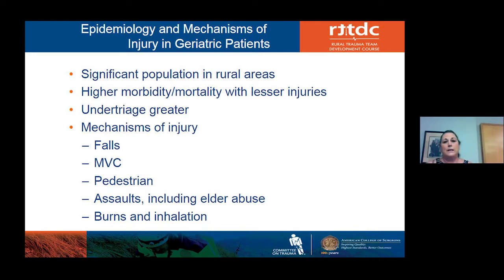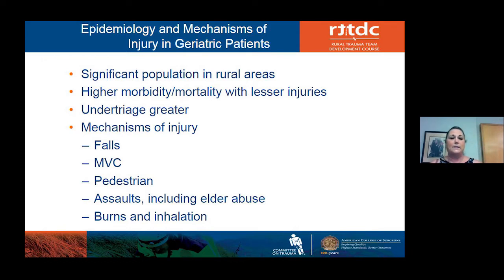They have a higher morbidity and mortality with lesser injuries. As I said, when you go from a ground level fall and hit the floor in your geriatric, you have the risk of sustaining a hip fracture, which could end up with an increased morbidity and mortality for that geriatric patient. So it's much different, and it increases with the patient's age and their comorbidities. We also know that we under triage the geriatric patient more often than we would an adult patient. And that's some of the things that we're going to be going through, is making sure that we recognize some of those signs and symptoms that lead us to the fact that this patient is doing poorly.